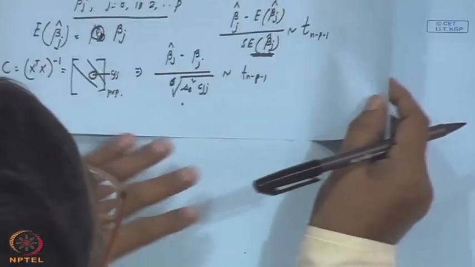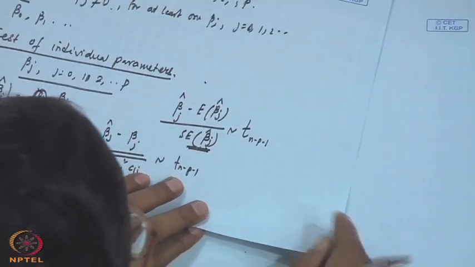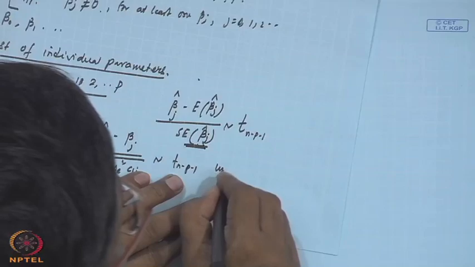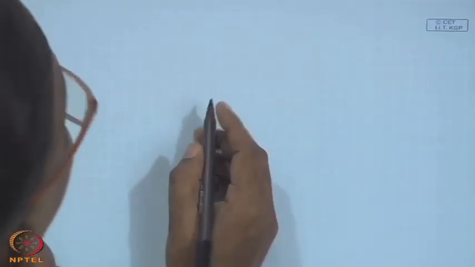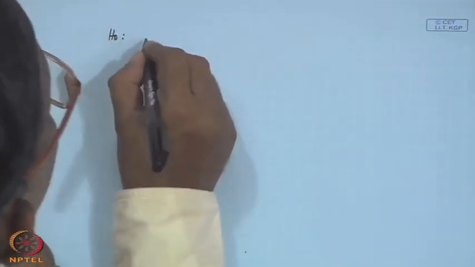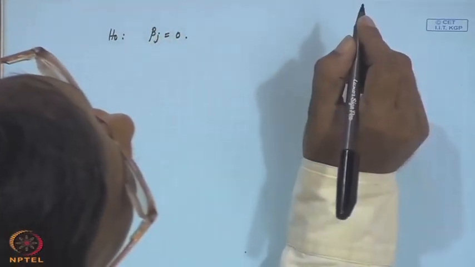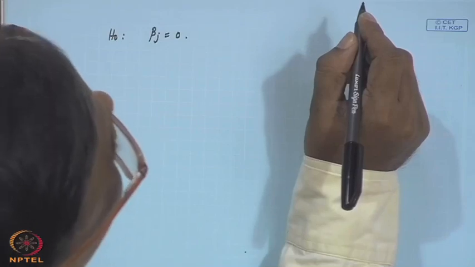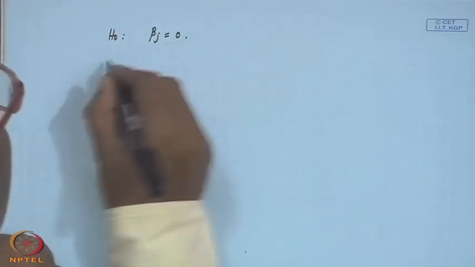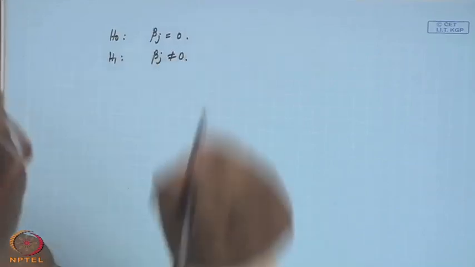Now, this will follow a t distribution under H0. So, we will test some hypothesis here. What is this H0? H0 is beta j equal to 0. Then H1 is beta j not equal to 0.